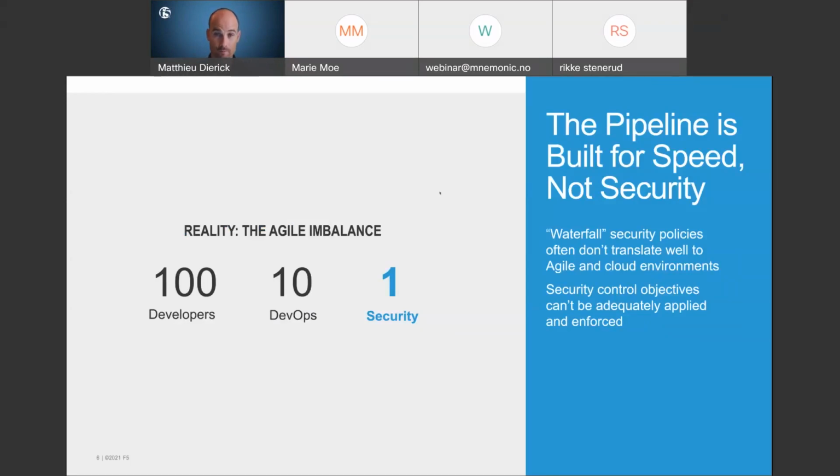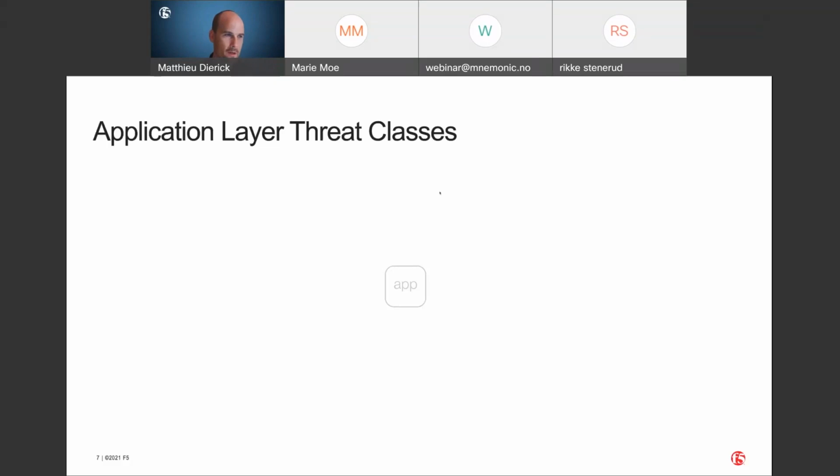And unfortunately, as you can see, this is the title of the slide, the pipeline is built for speed. Why? Because the developer has to release the code at the end of the sprint. The DevOps has to publish the code the day after, and the security should be aligned. And unfortunately, they are not, because he's alone. So it's our job to help this security guy to publish and make the application safe and secure.